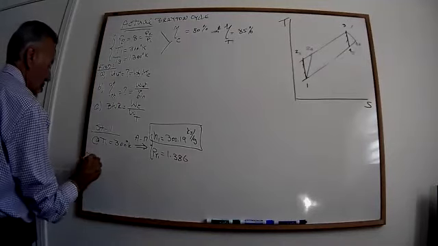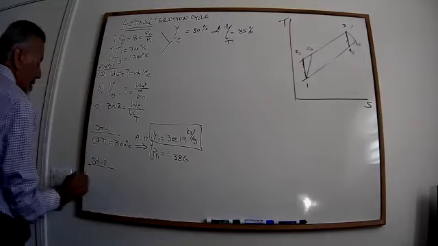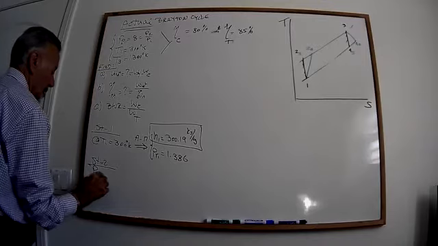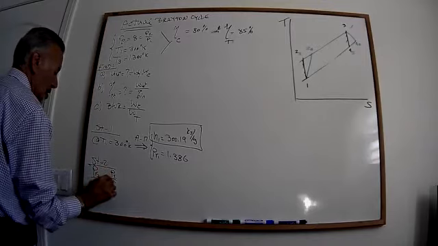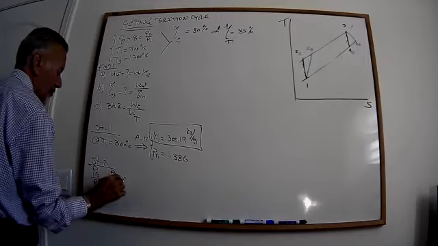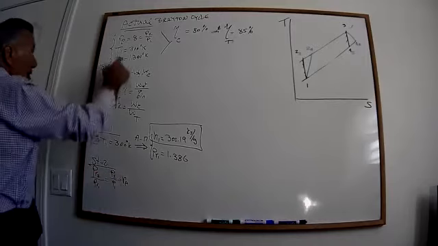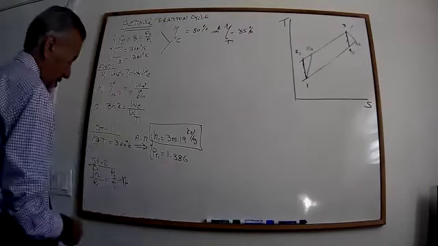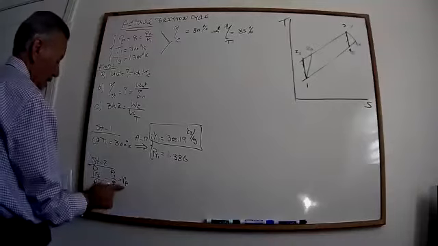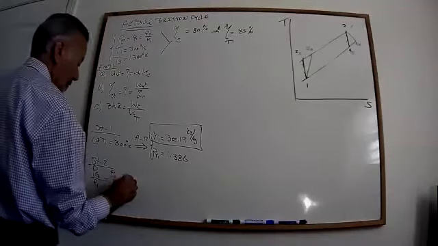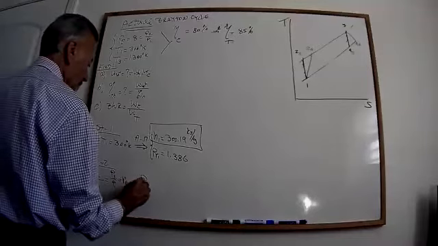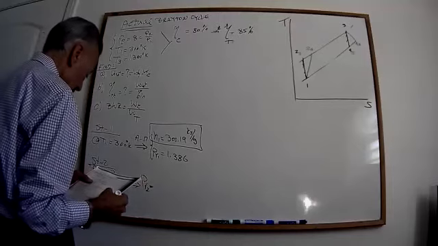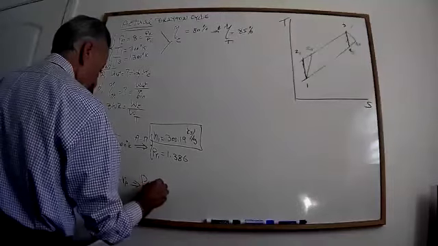At state 2, I'm going to write PR2 over PR1 is equal to P2 over P1, which is equal to r_p. r_p is 8. So PR1 is 1.386. If I multiply that by 8, I will find the value of PR2. From that, I will find the PR2 value to be 11.09.